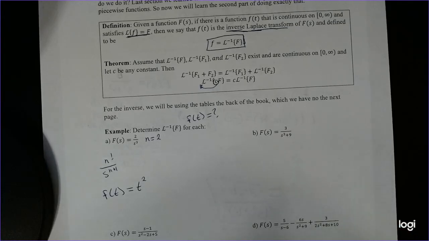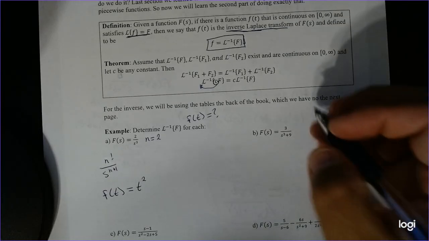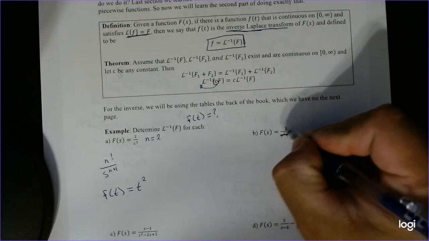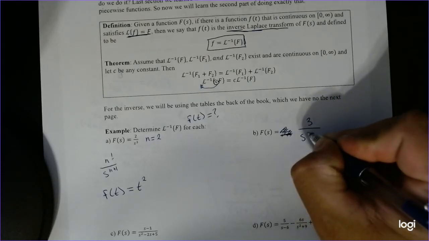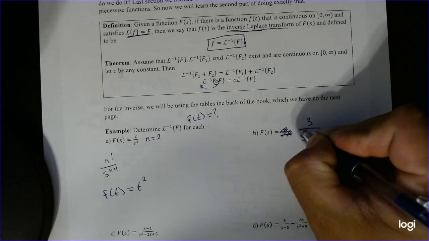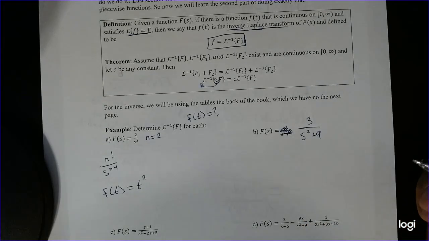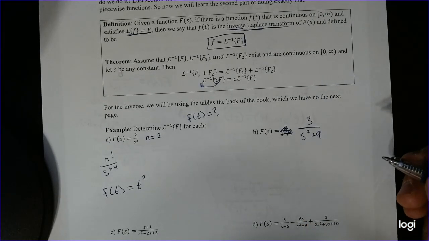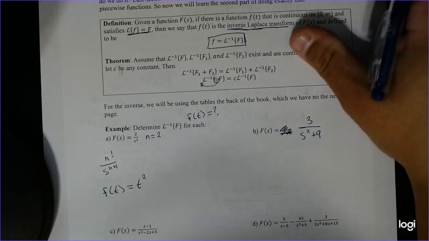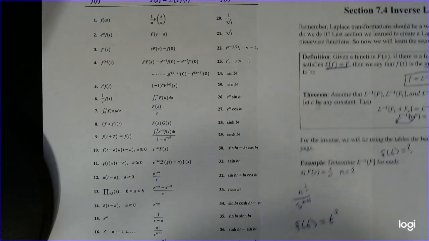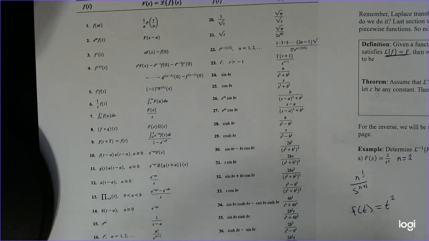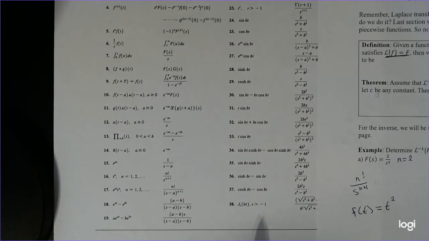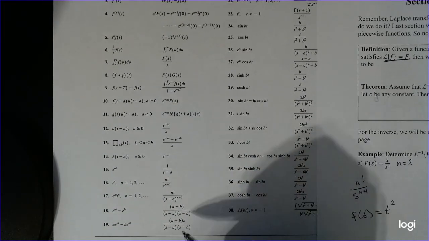All right, let's try the next one here. We're going to change this up, since it's actually not possible if I kept it the same. We change it to a squared instead of a cubed. So what does this one look like? We have a constant over s squared plus something. Let's see. Nothing down here.